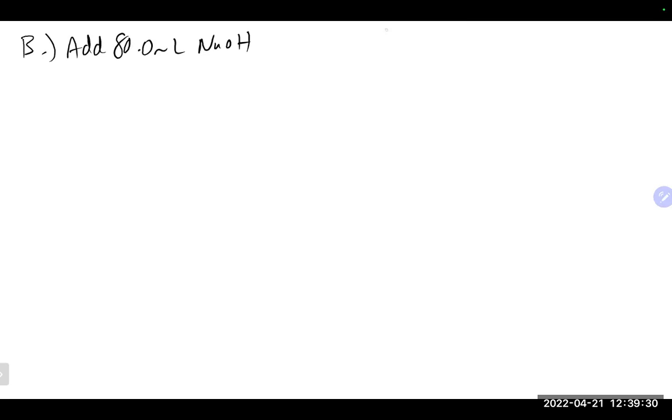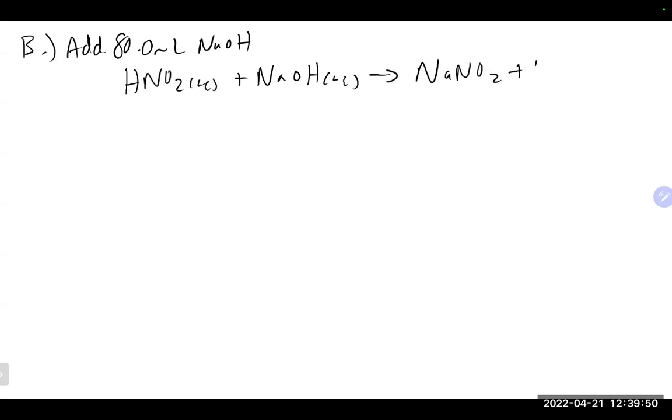So we definitely need to do an ice table. We definitely need to do it in moles, so we might want to get our moles of everybody. Our reaction here is going to be our HNO2 plus our sodium hydroxide, a little double displacement action happening here, giving us a little NaNO2 plus a little H2O.